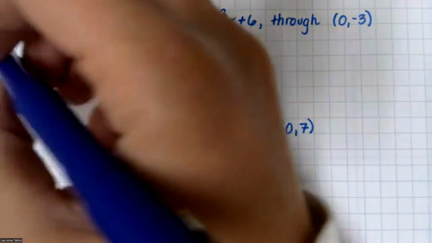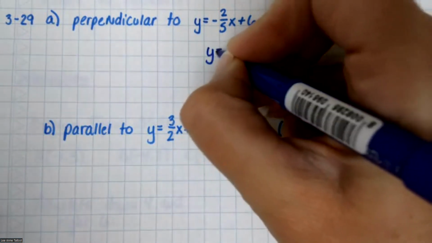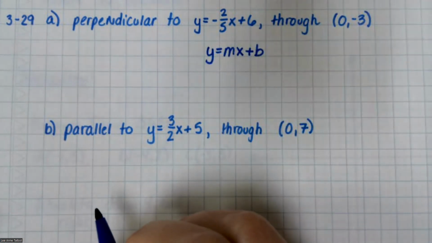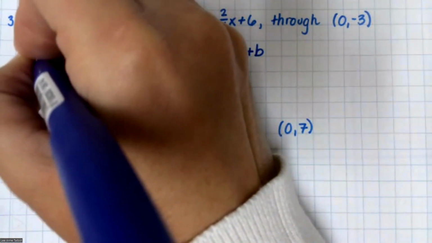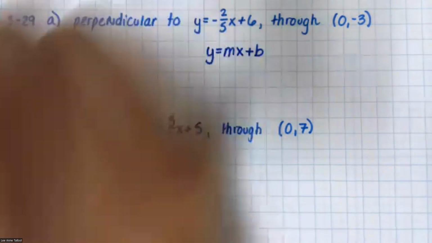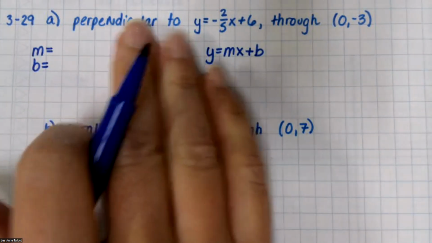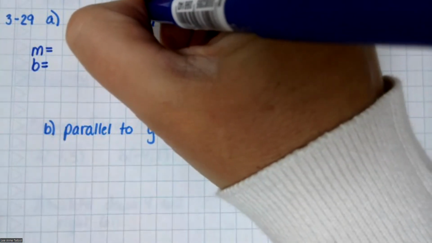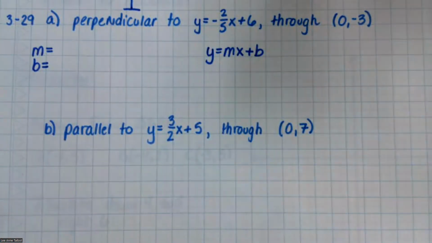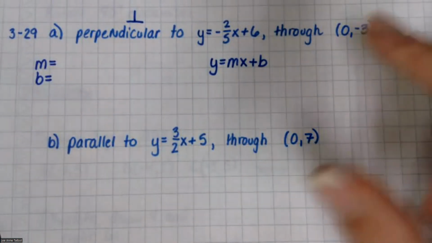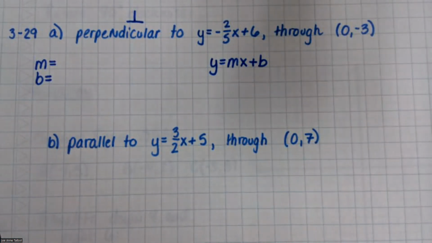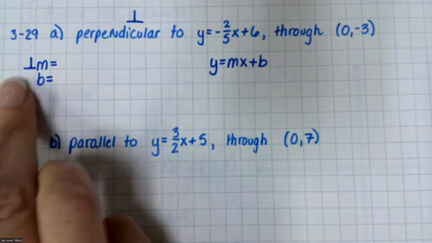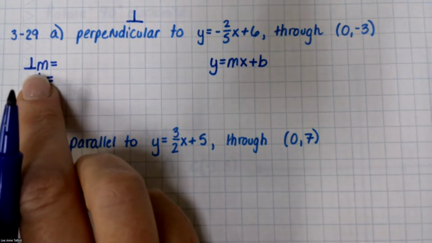Okay, so y equals mx plus b. m equals, b equals. Okay, so we have to pause. This one is telling us perpendicular. And the symbol for perpendicular, by the way, if you're too lazy to write out the word perpendicular, is that upside down T. You can always write that in place of the word perpendicular. And I'm actually going to put it in front of the slope, so I remind myself that I want the perpendicular slope.